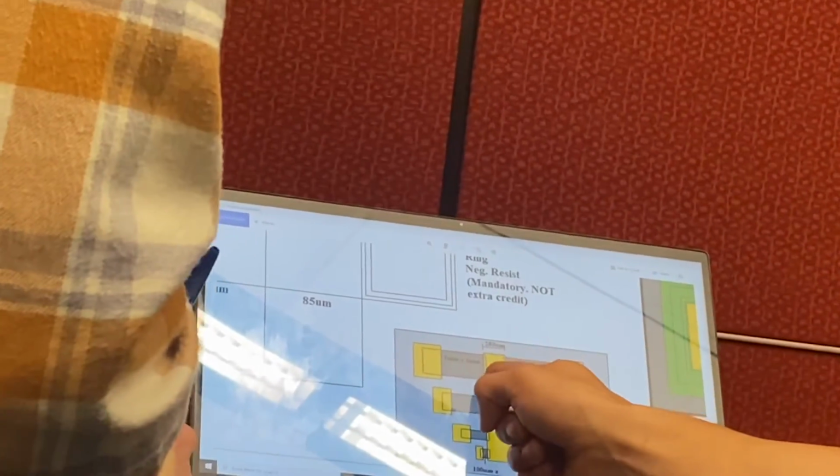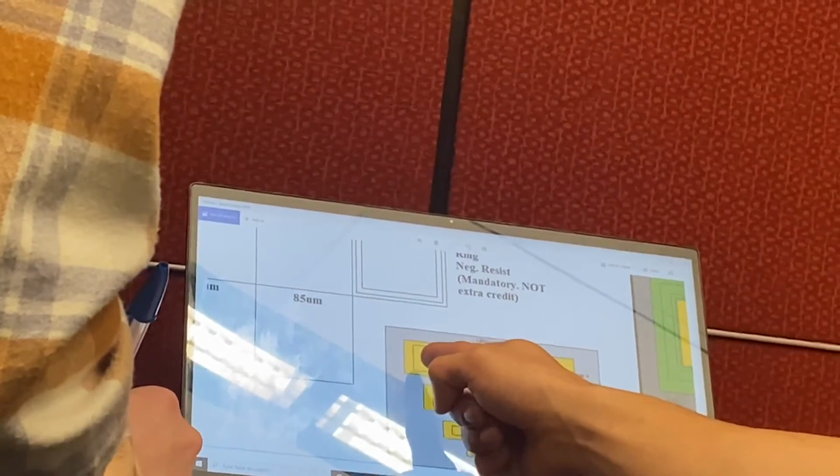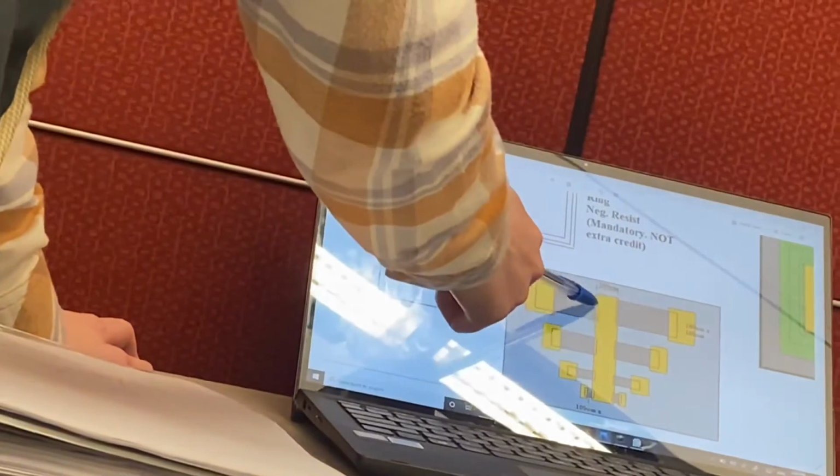But whatever it is on this side, I would make it the same on this side. Like make them even, you know what I mean? I know, I didn't draw it to scale, yeah. But you want it to be even, that way you know each contact has the same conductivity.